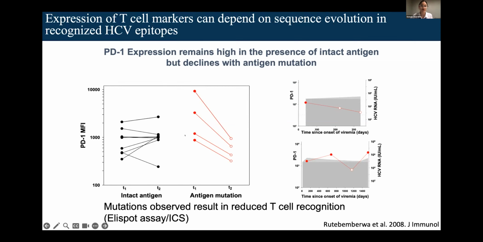However, this is important for our study because if we do see a phenotype of T cells associated with an infection state in someone infected with HCV, we really want to be able to distinguish whether that's due to the fact that the epitope has undergone sequence evolution or if it's recognizing an intact epitope and actually doing something important.